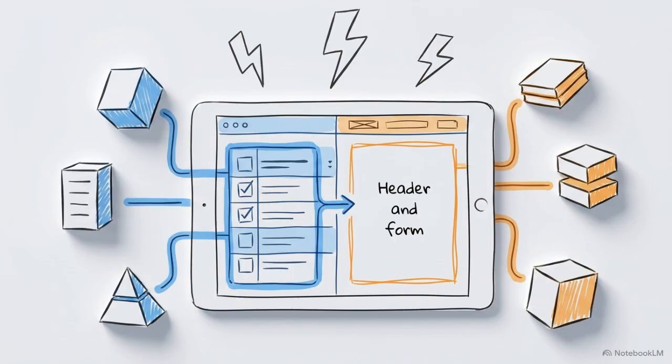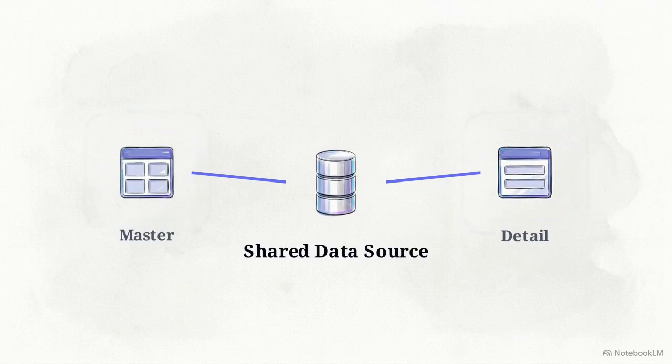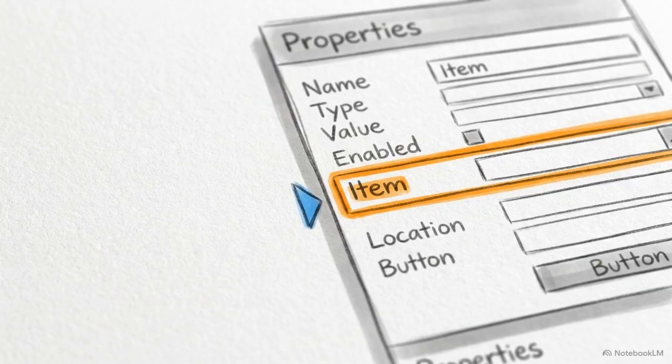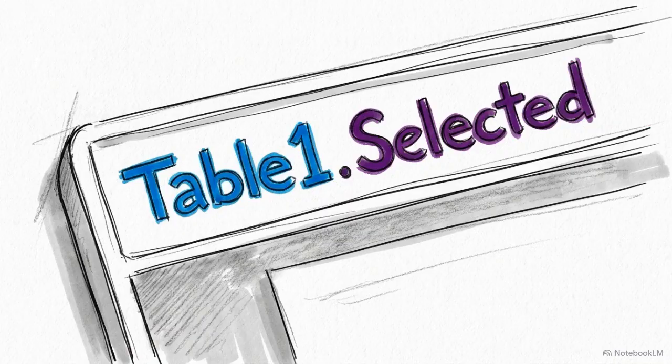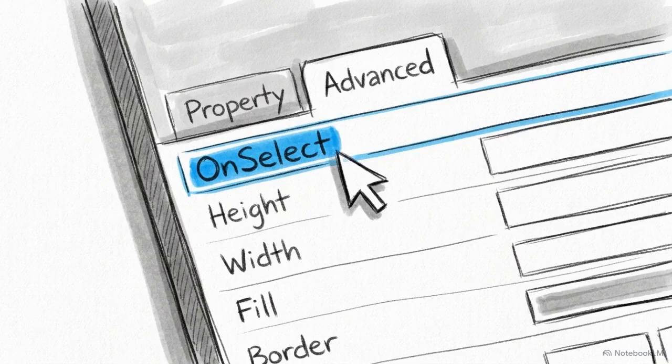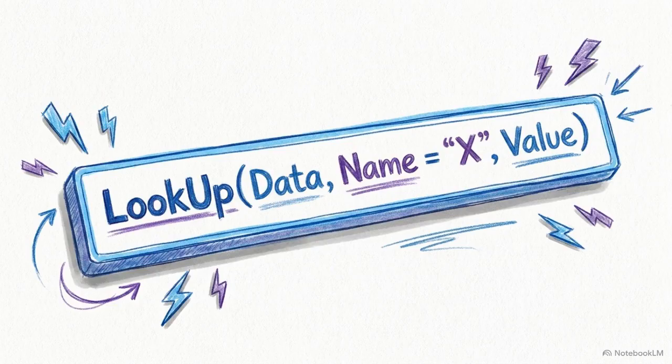Create a second screen using the header and form template and connect it to the exact same data source. To link these 2 screens, select the form control, find its Item property, and set it to your table control's Selected record. Back on the master screen, set the table's OnSelect property to instantly navigate the user to the form screen.